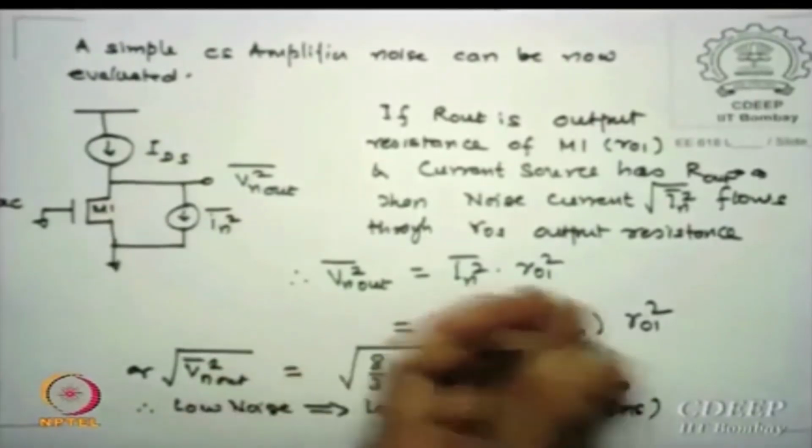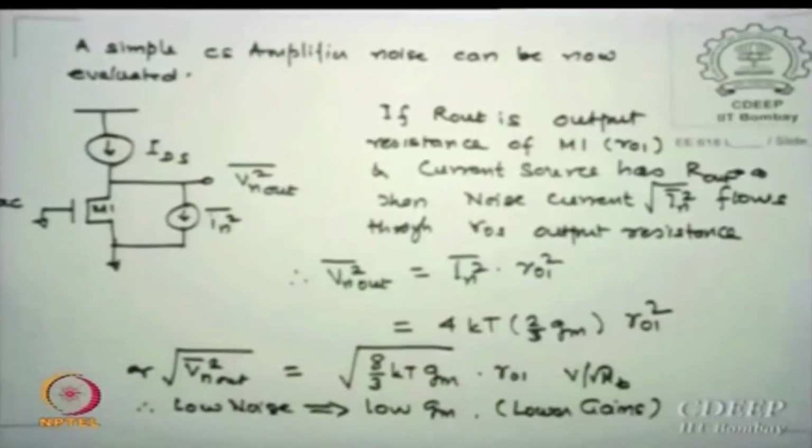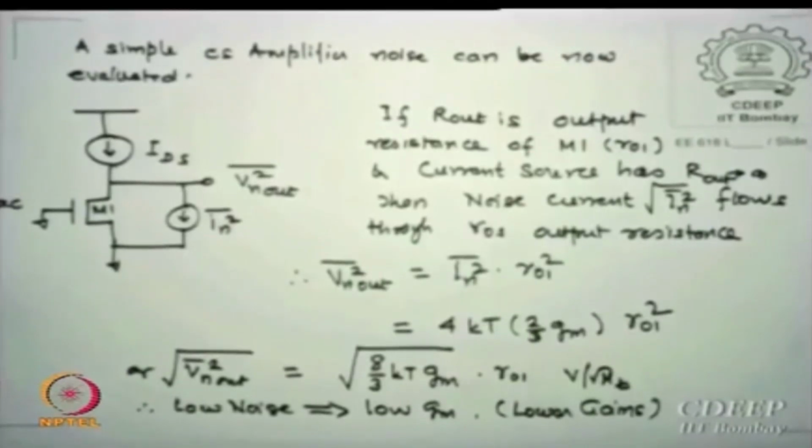So it is I_N square times RO1 square that gives the V out noise square term, and we already figured it out: it is 4kT (2/3) GM times RO1 square. This is what we calculated last time. Please remember it has a unit of volt square per hertz, or if you take the square root as a noise voltage, then it is volt per root hertz.